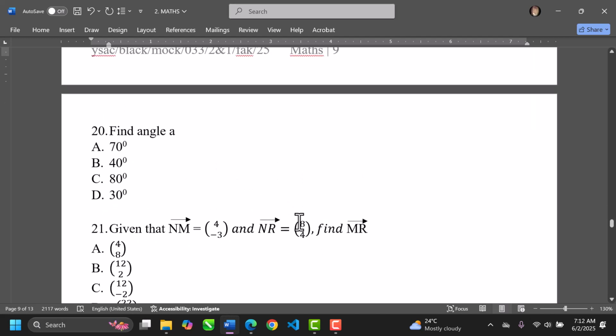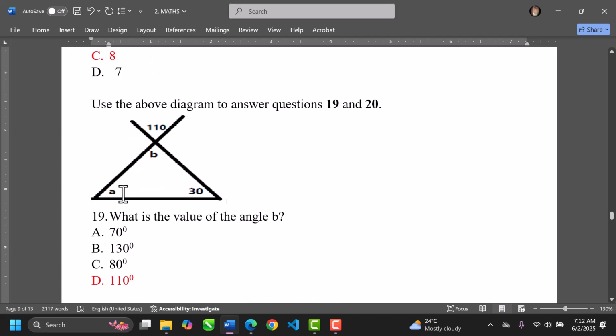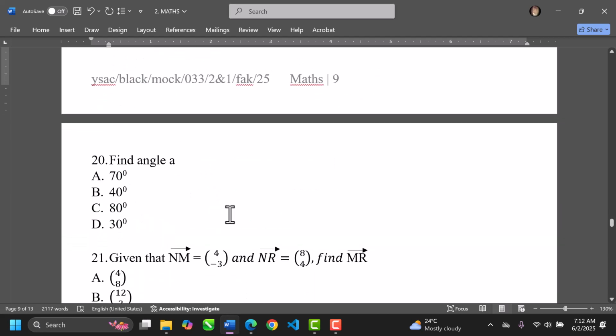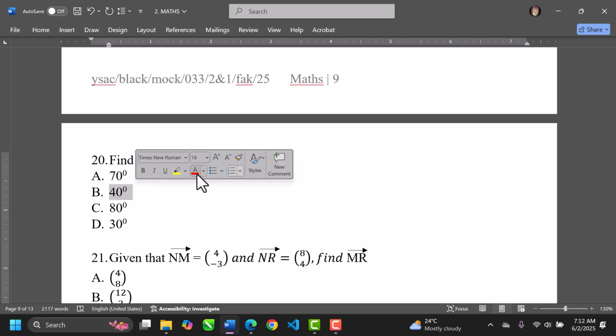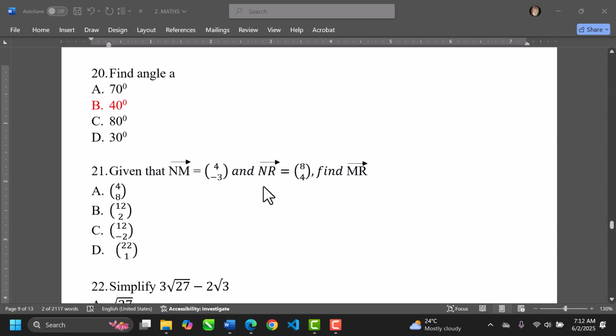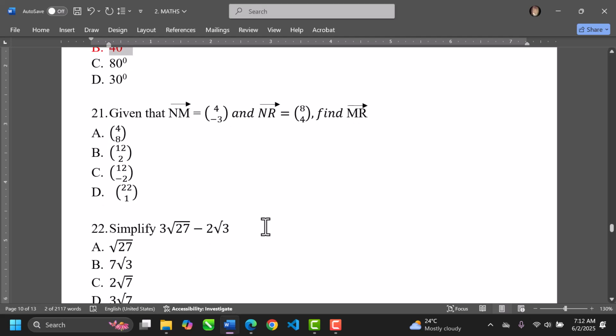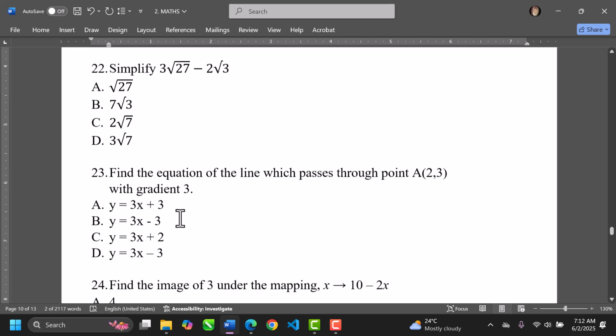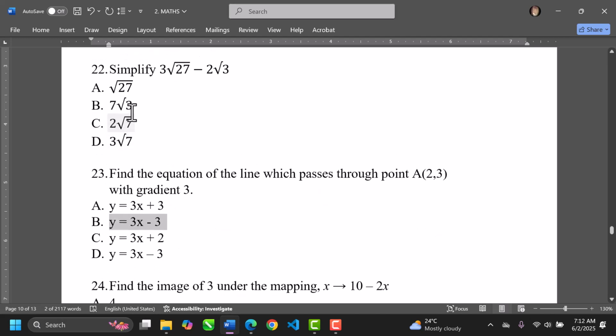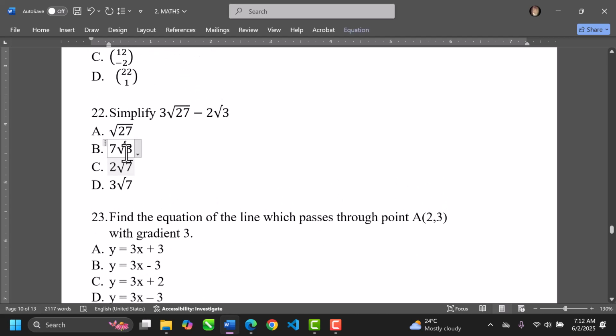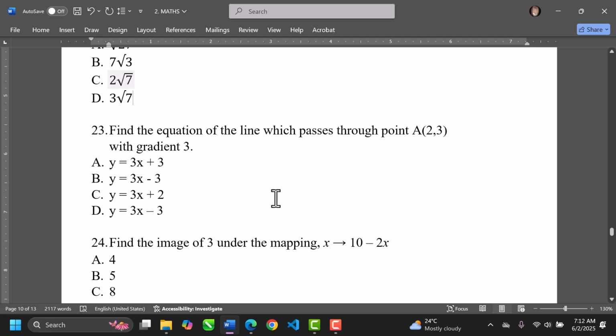Now 20, find angle A from this. So find angle A. Number 20, the answer will be B. Sorry, 21, the answer is A. This one. 22, the answer is B. Sorry, 22 is this one. The answer is B. 23, the answer is D.